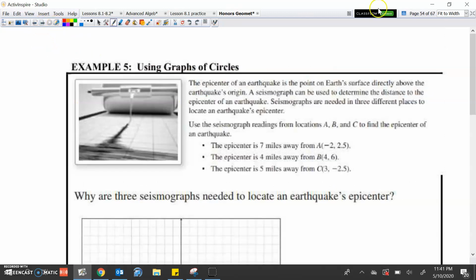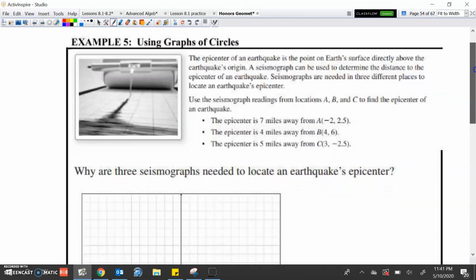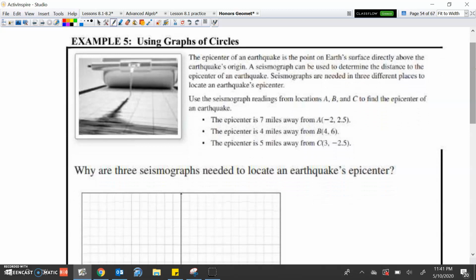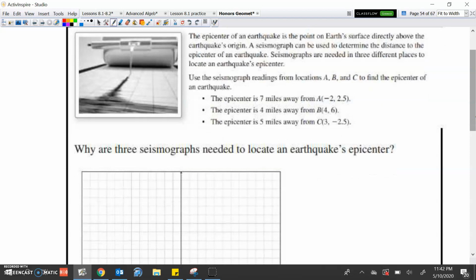There's just one that I'd like to look at to finish up here, and it tells us that using graphs of circles. So the epicenter of an earthquake is the point at the Earth's surface directly above the earthquake's origin. A seismic graph can be used to determine the distance to the epicenter of the earthquake, and they are needed in 3 different places to locate that epicenter. So the question is, why are 3 of them needed to locate the Earth's epicenter? I see we're close to the end, so I'm going to pause this real quick, graph it, and then we'll talk about it, okay? All right, let's do that.